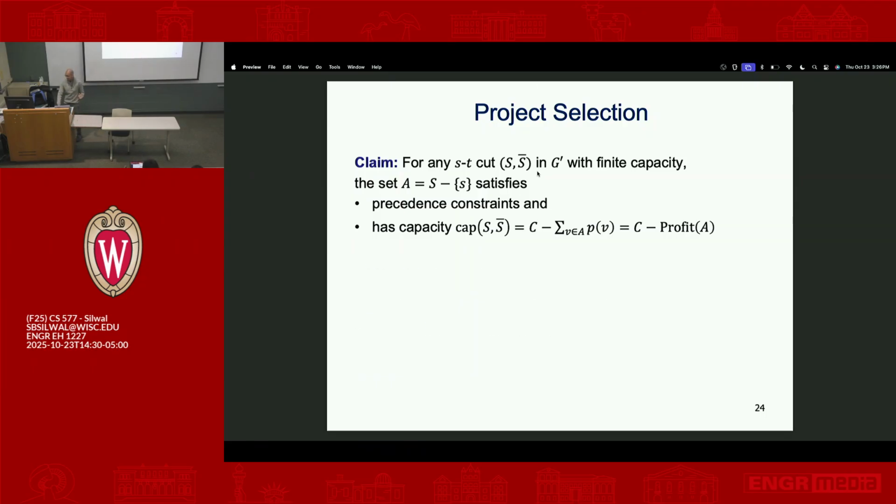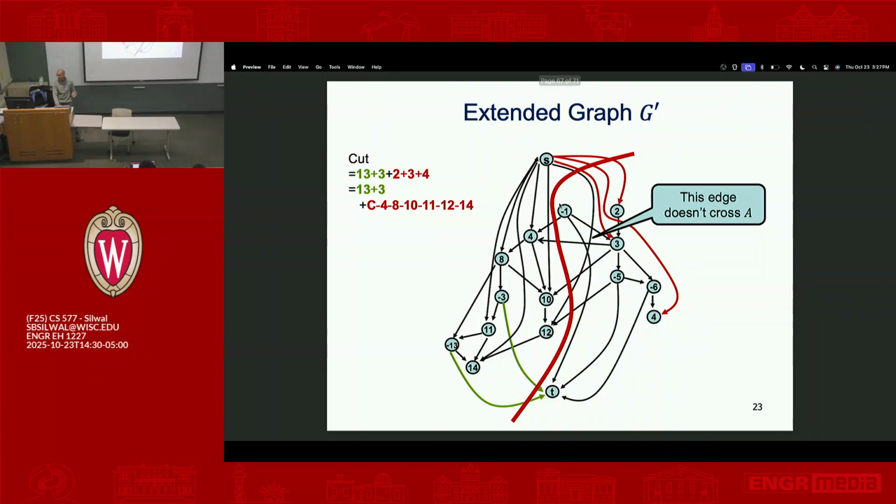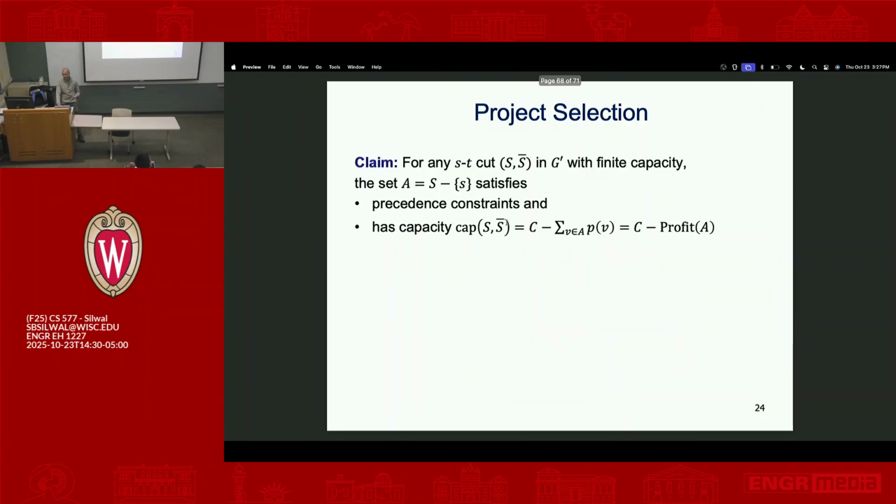And that kind of makes sense, right? If I ever pull, let's say, only one of these nodes on this side, but none of the edges that it points to, then that's already a positive infinity thing, and the profit I get is negative infinity. I can't do that. So that's why the capacity of a cut is C minus the profit. Every time I pull a node to the side of S, I'm not cutting that edge. That's the intuition. I'll show you the formal calculation.